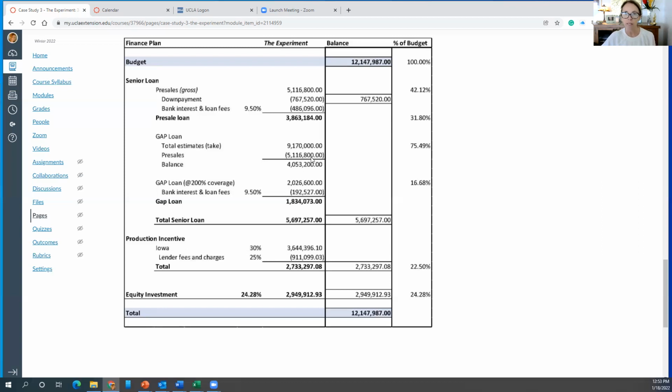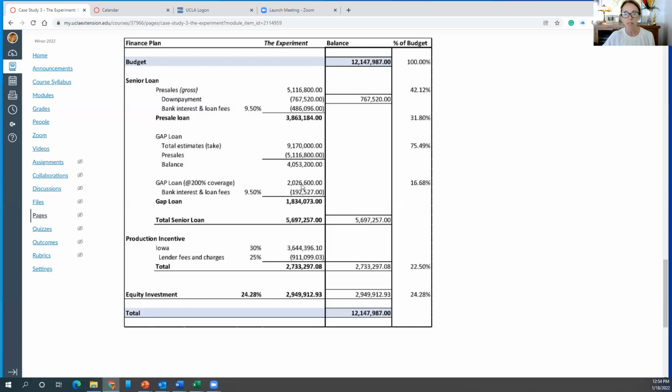If the unsold rights would be higher when we divide them by 2, so if this amount, the 2,026,600, would be more than 20% of the budget, then the bank will say the maximum you receive from us as a gap loan is 20% of the budget, irrespective of the amount of unsold rights you have. So 20% is always the maximum the bank will give us. In this case, we are under 20%. We're at 16.68% here with our 2,026,600.